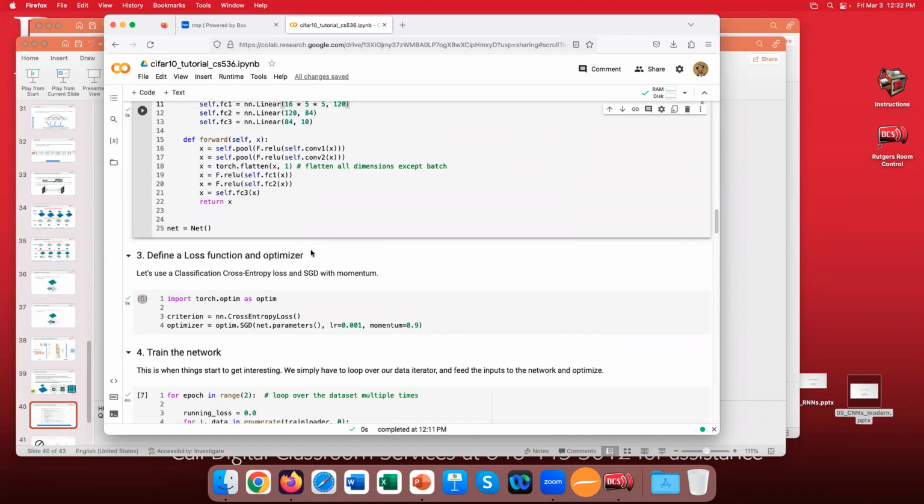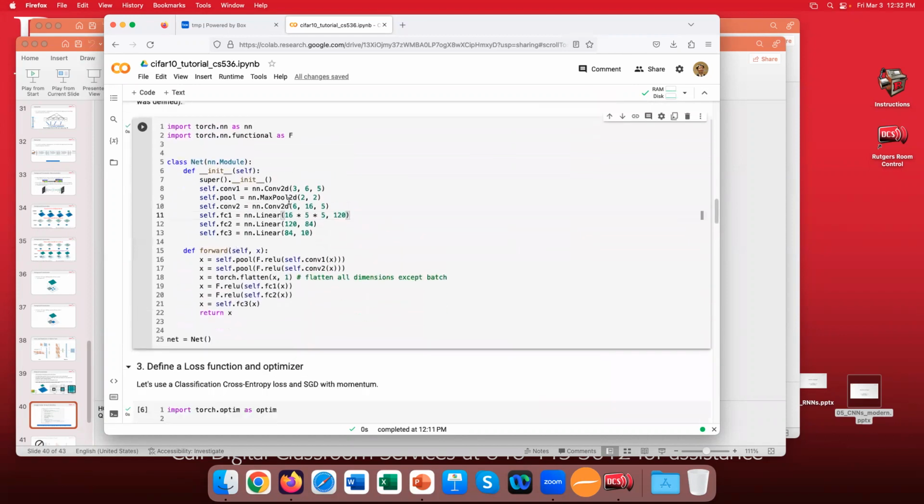Okay. So this is the network. This is only the definition of a class. We haven't really done anything. Then we're going to create a new object of this class. So when you call this line, it's going to automatically run the initialization method, right? It's not going to do the feed forwarding yet, but it's going to create all these layers with the parameters.